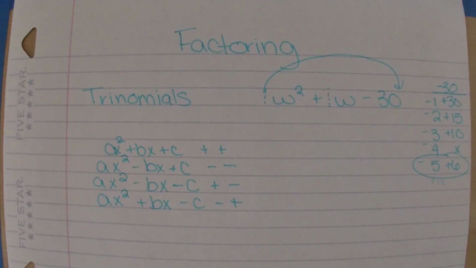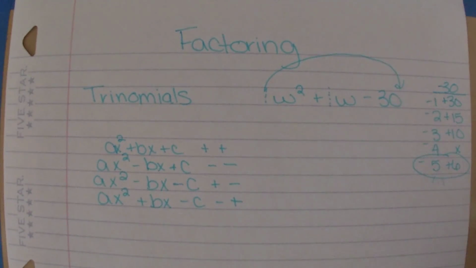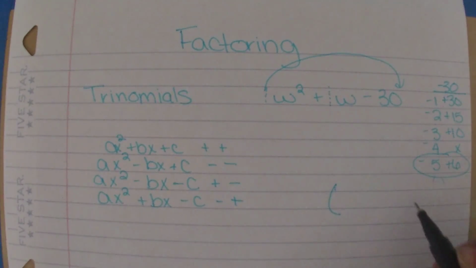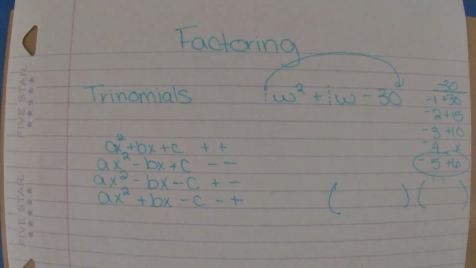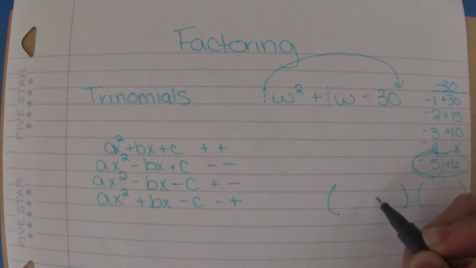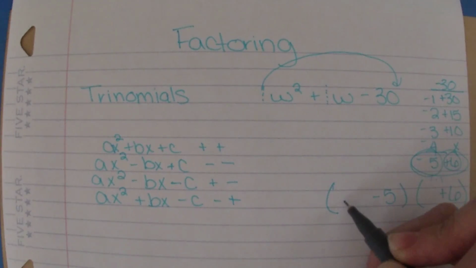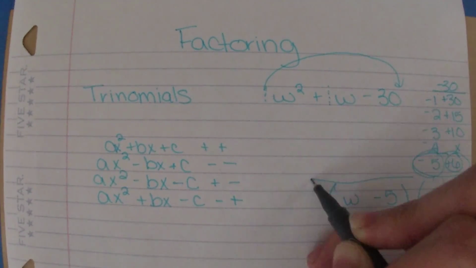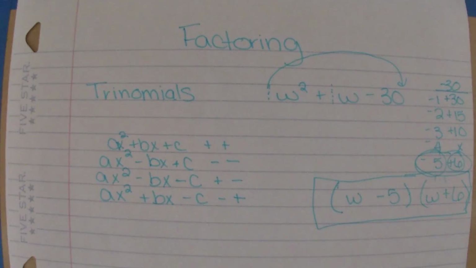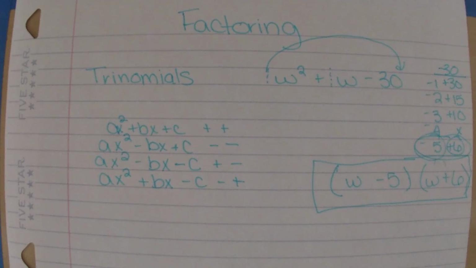Now, in this situation, our a is positive. When our a is positive, we can go the shortcut, and we can just write our answer into the two binomials, where I'm going to use the negative 5, and the positive 6, and my variable goes in front of each of those. So my answer is w minus 5 and w plus 6. As a reminder, that can be written in either order. So if you had w plus 6 and w minus 5, that would be totally fine as well.